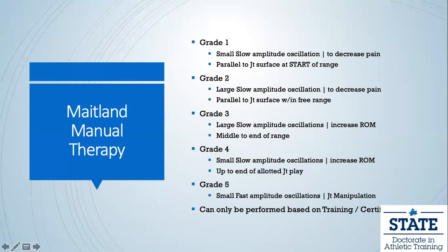So going along with the grades here, grade 1 is a small but slow amplitude oscillation to decrease pain. Take note of this: we start parallel to the joint surface at the start of range of motion. Grade 2 is a large but slow amplitude oscillation, again to decrease pain. Again, we're starting parallel to the joint surface within the free range of motion that the patient presents with.